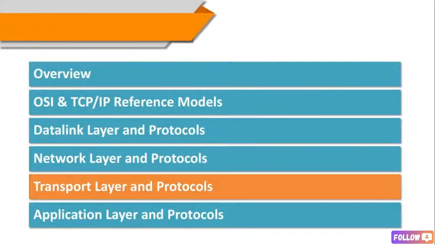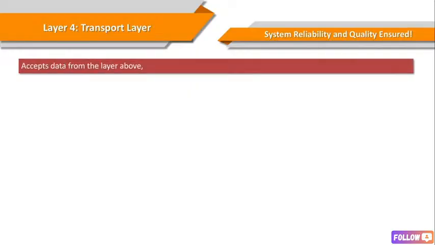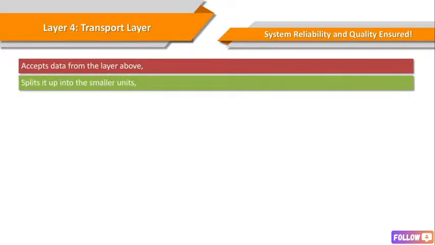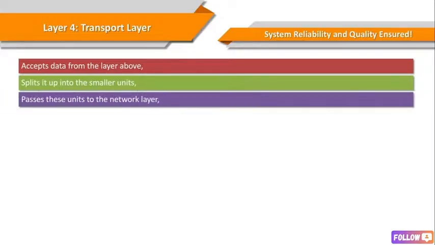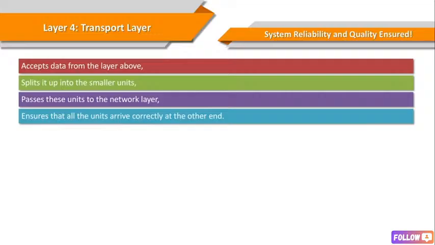So now we're in the fourth layer of the OSI reference model, the transport layer. Welcome to the layer of TCP. The transport layer is the level at which system reliability and quality are ensured. The basic function of the transport layer is to accept data from the layer above, split it up into smaller units, pass these data units to the network layer, and ensure that all the pieces arrive correctly at the other end.